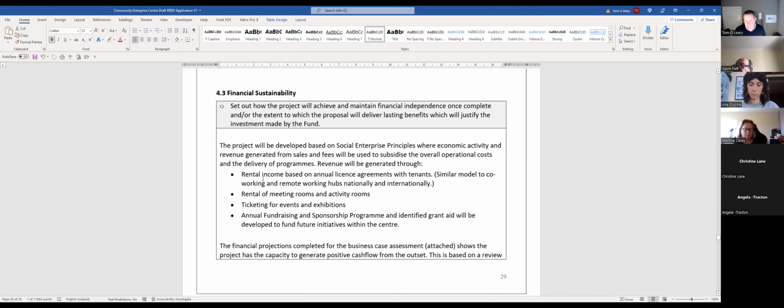So these are the options you put in there. They might look for more information on this. If they do, put it in. If they don't, you can just say, look, we've got rental income and an annual fundraising and sponsorship program. And you can also put in there that we have a proven track record of generating fundraising sponsors each year, if you have that. Okay.